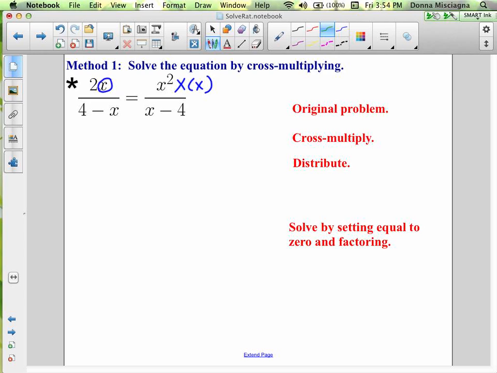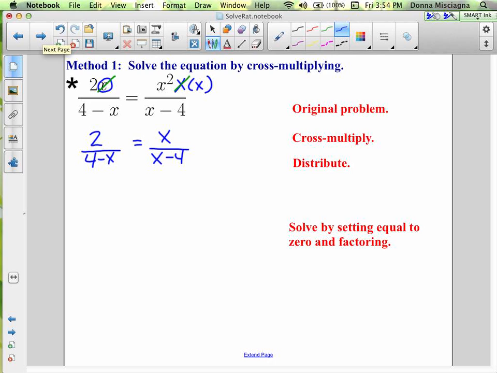You couldn't reduce an x, for instance, from the x minus 4, because that factor is not x, that factor is x minus 4. Right? So if something is added or subtracted, it's a whole factor. But here we don't have anything added to x, it's just 2 times x. So I can cancel an x in both the numerator and the denominator. And if we do that, we're going to be left with a 2 in the numerator divided by 4 minus x in the denominator equals x divided by x minus 4.